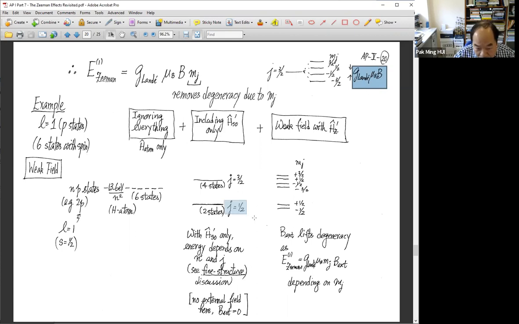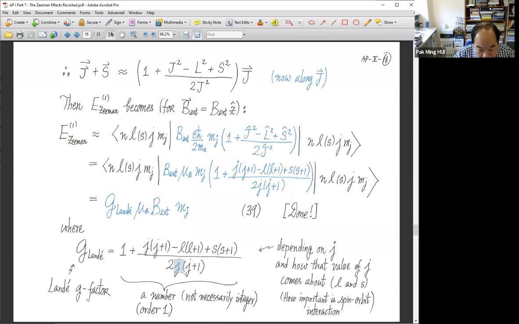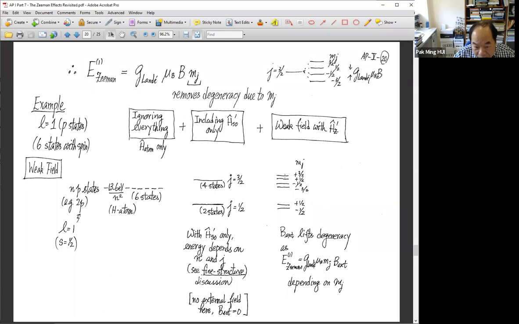And how about this J equals 1/2 state? They split, removing the mJ degeneracy again, with a different lambda g factor, and then mu_B B, because the J value is different. Do you see? That depends on J. So this spacing may not be the same as this spacing, all right? Nonetheless, we know what happened.